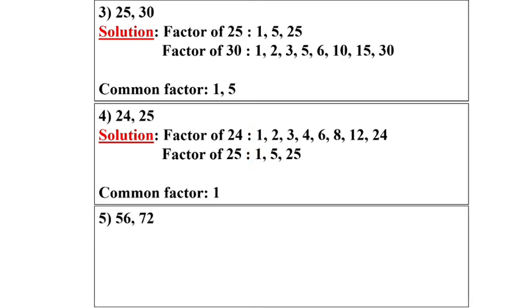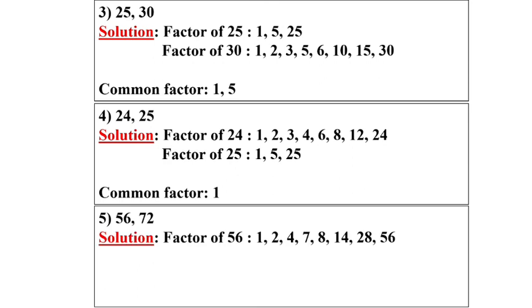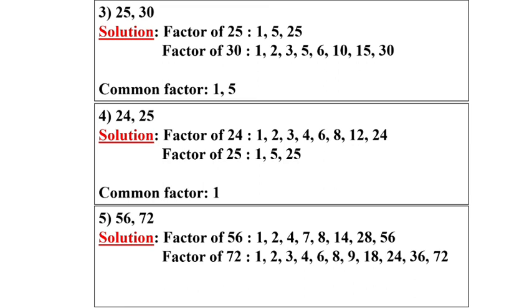So, the fifth one is given: 56 and 72. The factors of 56 are 1, 2, 4, 7, 8, 14, 28 and 56. The factors of 72 are 1, 2, 3, 4, 6, 8, 9, 12, 18, 24, 36 and 72. You can check: 72 divided by 1, 72 divided by 2, 72 divided by 3. If the remainder is 0, it means that number is a factor of the given number. So the common factors between 56 and 72 are 1, 2, 4 and 8.